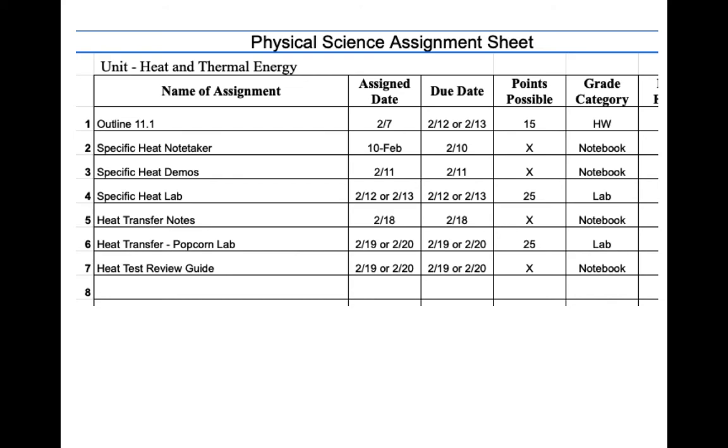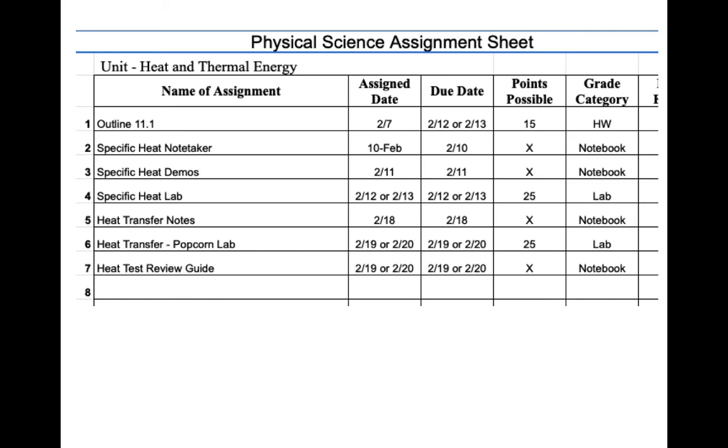Now we're going to take a moment. You can take out your assignment sheet if you need to update any of these items. We got all the way up to item number 4 last week with our specific heat lab. Today, we're going to be going over our heat transfer notes. On block day, we're going to be going through a heat transfer lab. You will also be getting a heat test review guide because your test is upcoming this Friday.